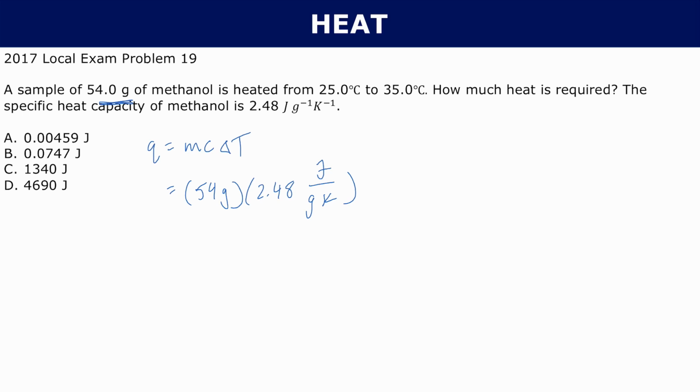Technically, we should do our change in temperatures in Kelvin since our unit here is Kelvin, but it's going to be the same numeric value if we do it in Celsius or Kelvin. So let's just cheat a little and use Celsius and just put a Kelvin at the end. That's totally wrong, but it's fine. And so if you do all the math out here, that's going to be about 1,340 joules, which is answer choice C, which is the right answer.